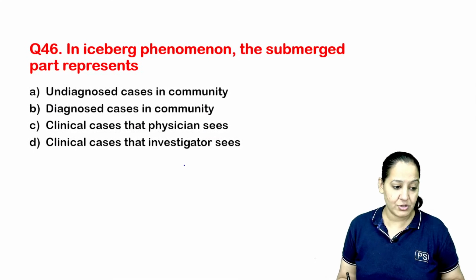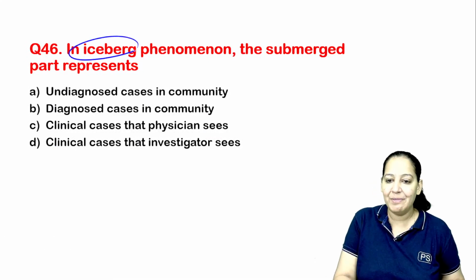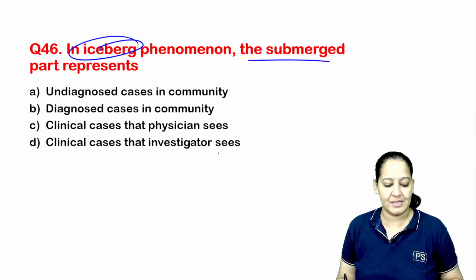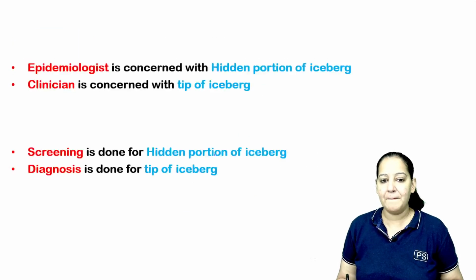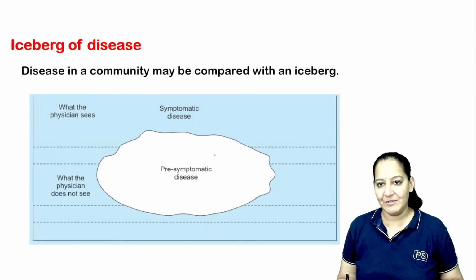Okay, the next and the last question I guess I am discussing here, and after that I have to end the session. In the iceberg phenomenon, what does the submerged portion represent? You already know that, I guess. The submerged portion represents what? In the iceberg phenomenon, do you know what an iceberg is? So we are comparing the diseases with an iceberg. Have you seen an iceberg?